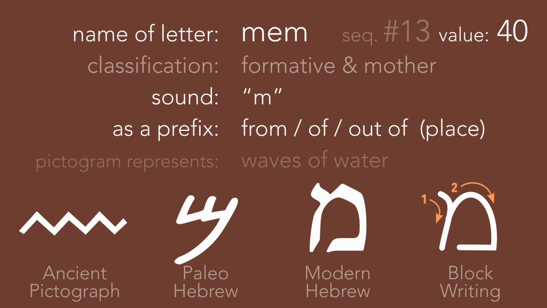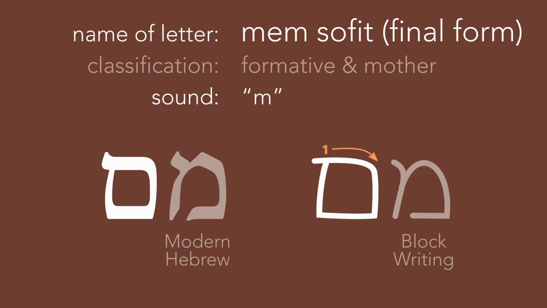Mem is also one of the 5 letters that have a special feature in the modern script where they change forms when they're at the end of a word. So here's the mem sofit, or in other words, the final mem. The final form is basically a square box. In fact, if you draw a perfectly square box when you are handwriting it, it will be understandable and no one will complain.